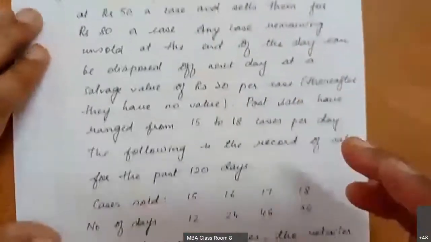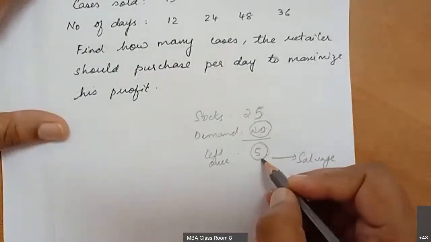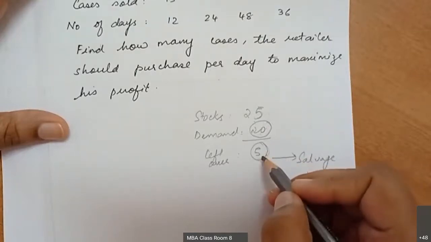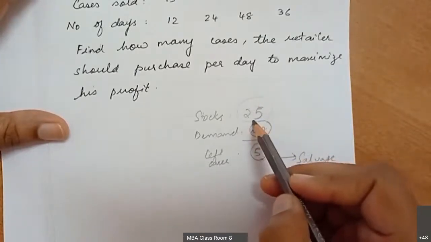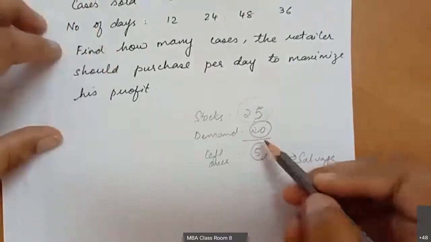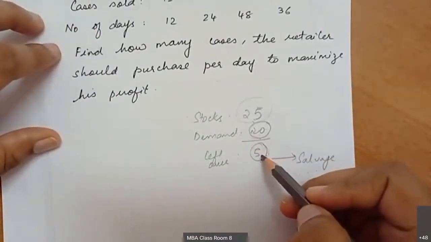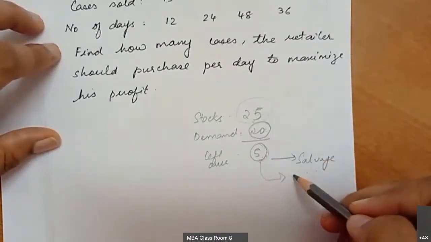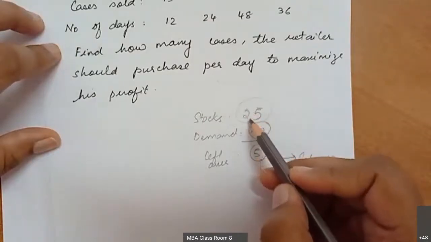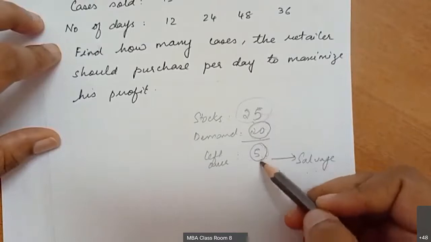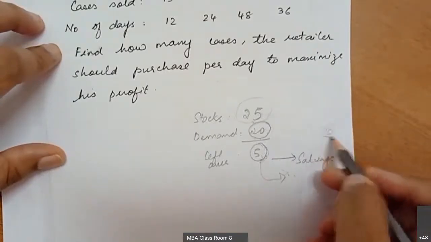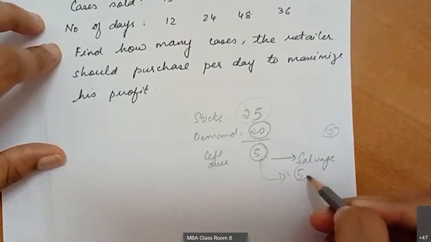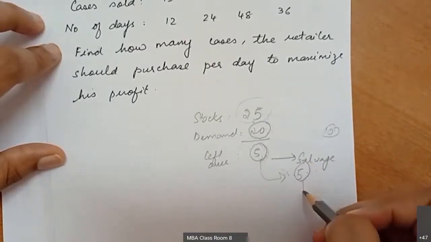I'll read the question. For example, at the end of the day, 5 cakes are left over. Or sometimes newspapers: 25 newspapers were there in your shop, only 20 newspapers were demanded that day, and 5 newspapers were left over. You can sell these 5 newspapers the next day for a lesser amount. Actually a newspaper costs ₹10, but in this case he can sell it for ₹5, a lesser amount.